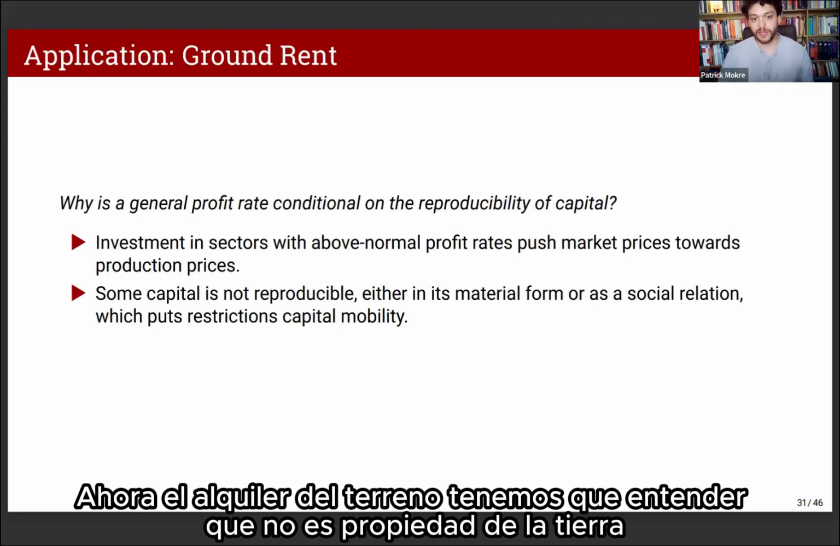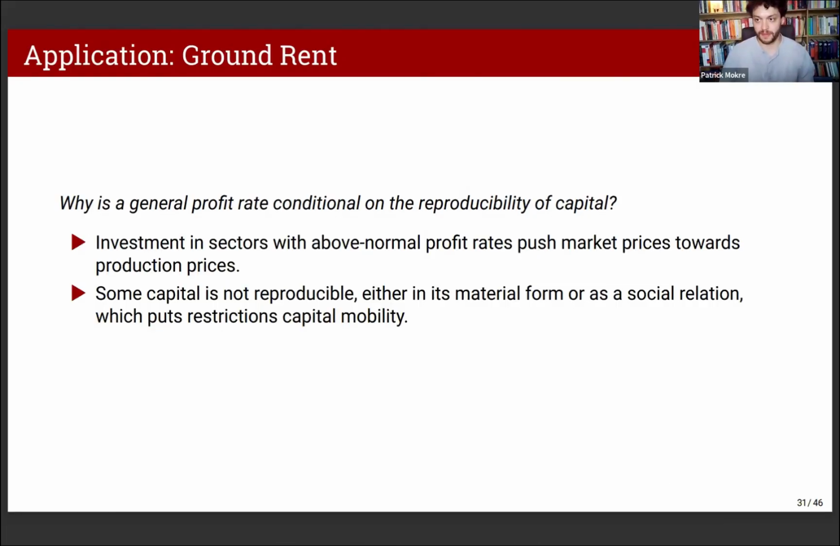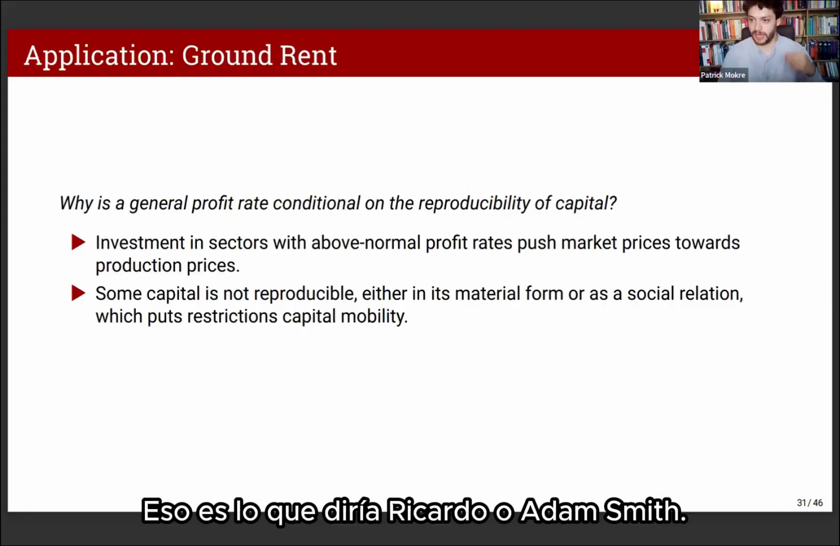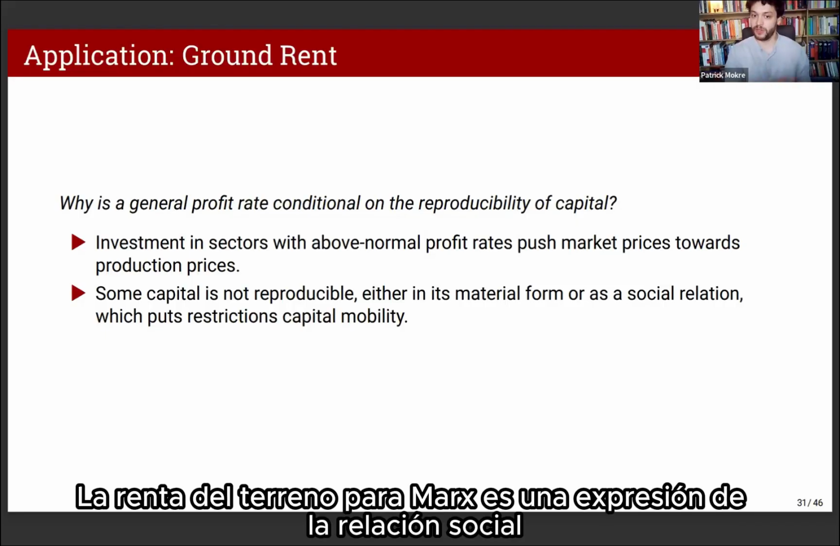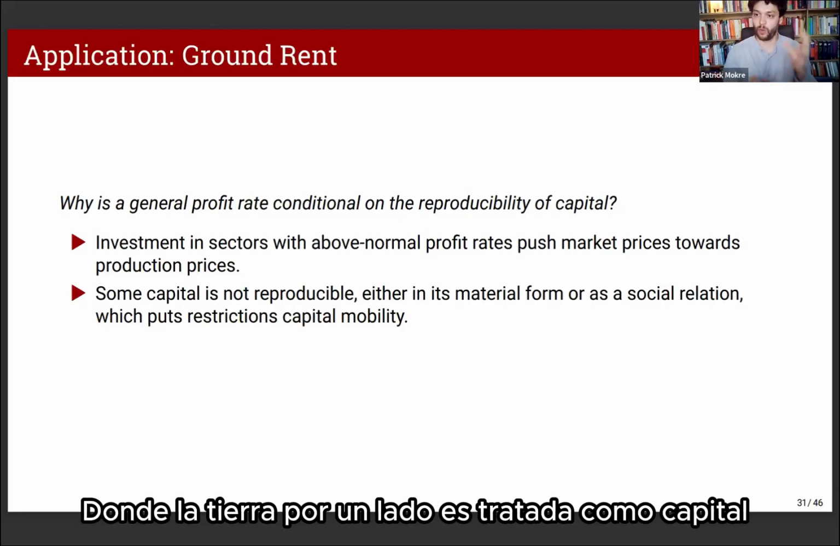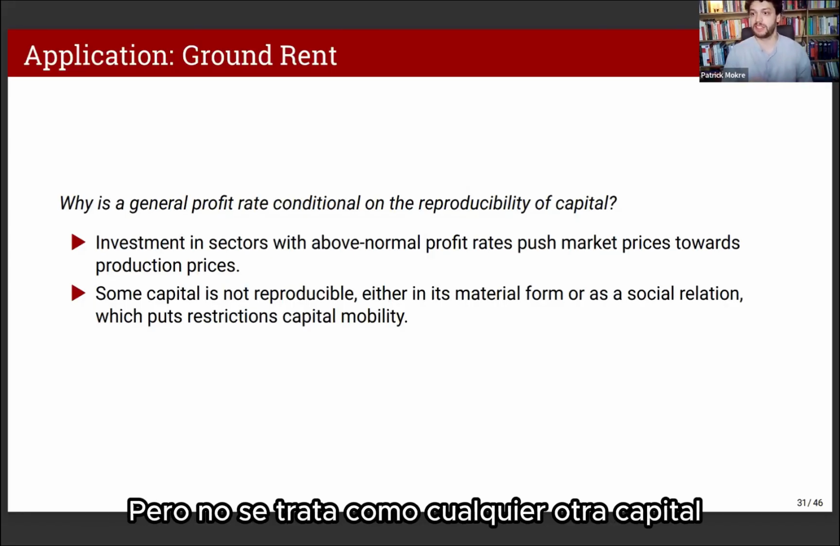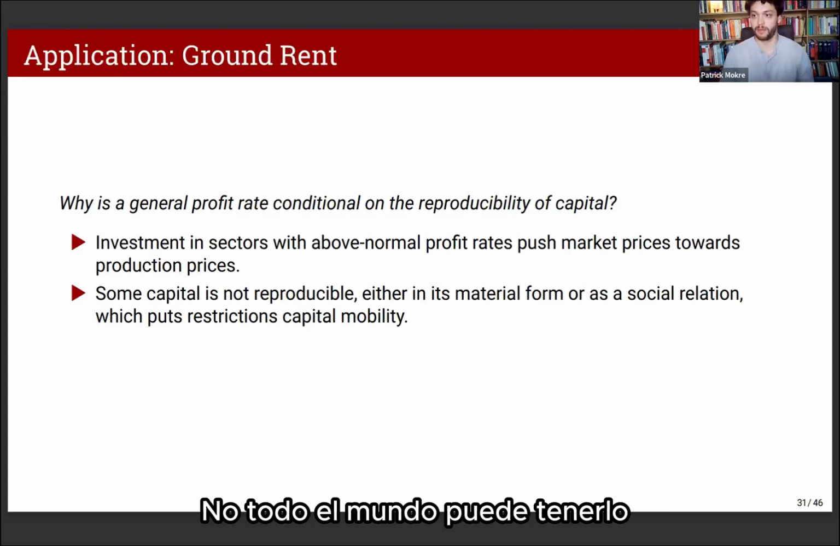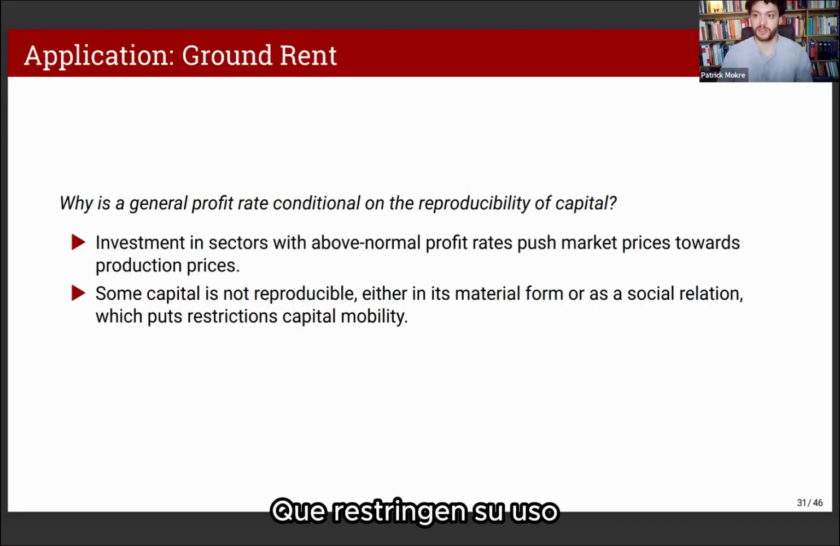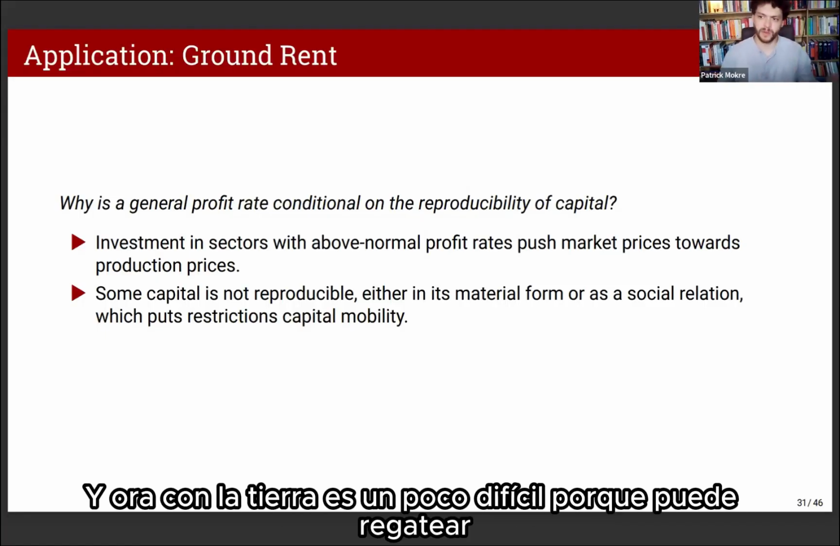Now, ground rent, we have to understand, is not a property of land. That's what Ricardo would say, or Adam Smith would say. So this is the income that comes from land. It's not. Ground rent, for Marx, is an expression of the social relation where land is on the one hand treated like capital, but it's not treated like any other capital because it is restricted socially. Not everybody can have it because there's either a limited supply of it or because there are social norms that restrict using it.